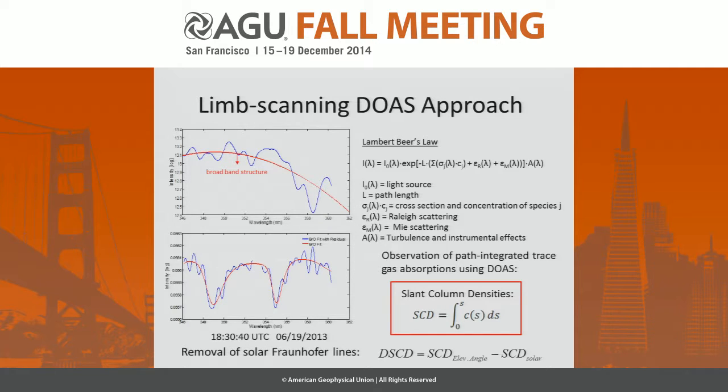Now, the data I'm going to show you in the beginning of this talk, however, are in a differential slant column density format. And these are pretty much the same thing as slant column densities, although we do subtract the slant column density of a solar reference.